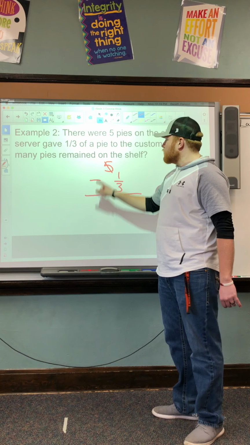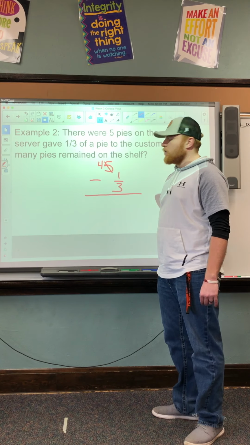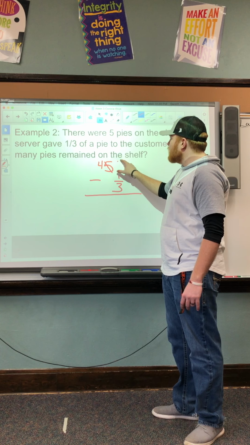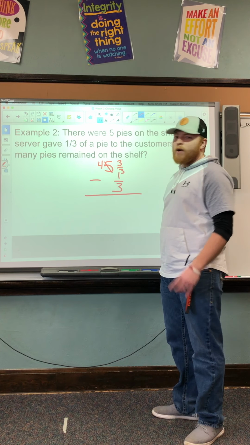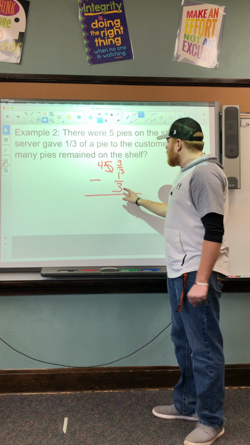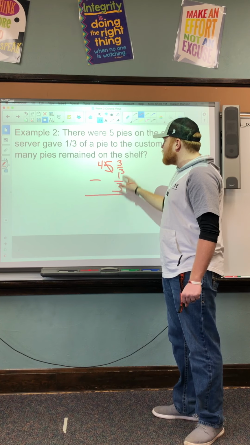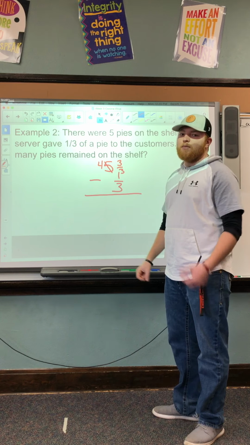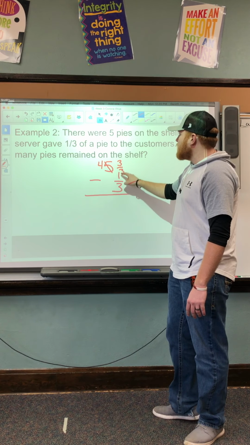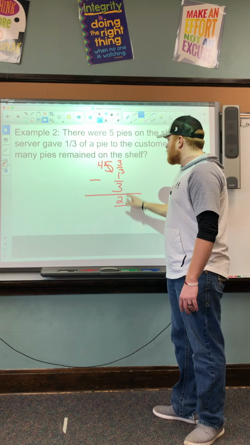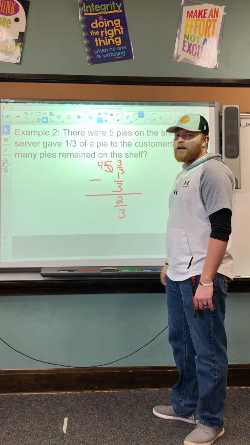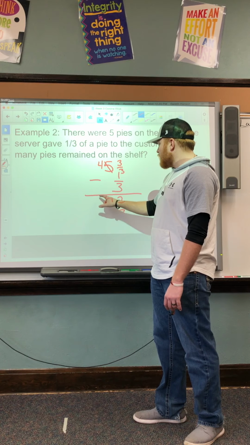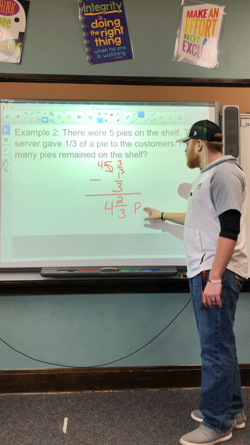We have to borrow. So the 5 turns into a 4, and then that borrowed whole turns into a fraction, which is 3/3. The reason why it's 3/3 is that it equals 1, but you want to keep the denominators the same, and since it's 1, the numerator and denominator have to be the same. Now you can subtract. 3 minus 1 is 2. The denominator doesn't change when you're subtracting or adding fractions, and then 4 minus 0 would be 4. So it'd be 4 and 2/3 pies.